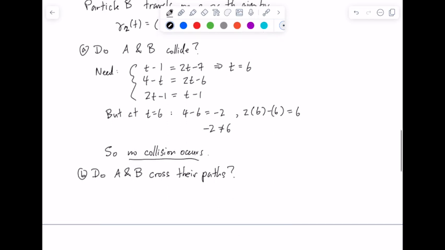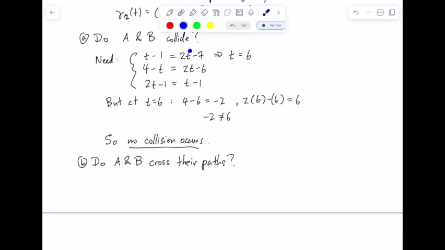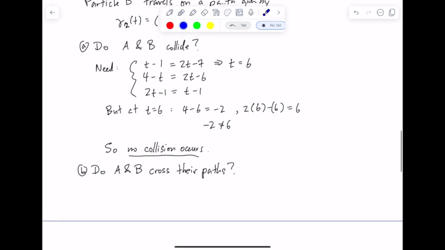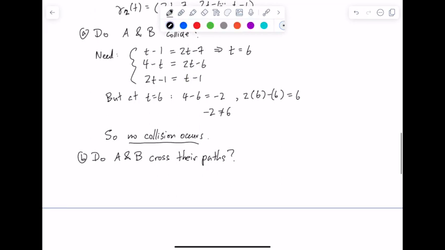This means that it doesn't have to be the case where they arrive at x, y, and z at the same time. We just want that at a certain time for A, it achieves some point x, y, z, such that it's the same x, y, z that is achieved by B, perhaps at some other time. So what we need to solve is the following system. T1 minus 1 must be equal to T2 minus 7. And we have similar equations for the other components.